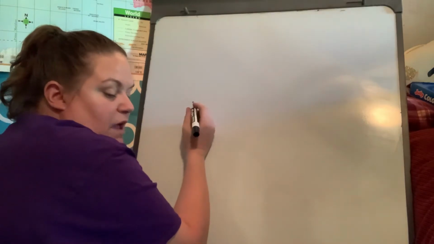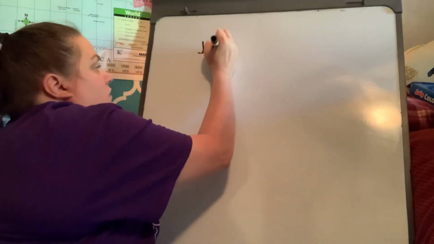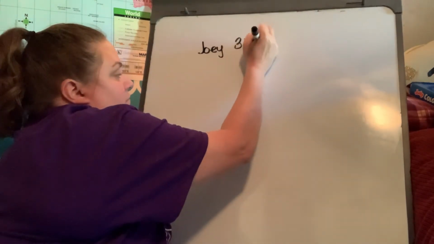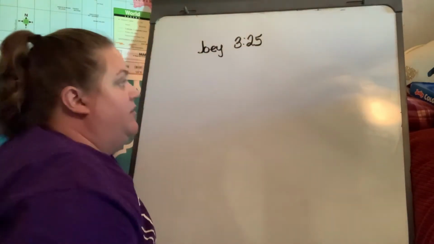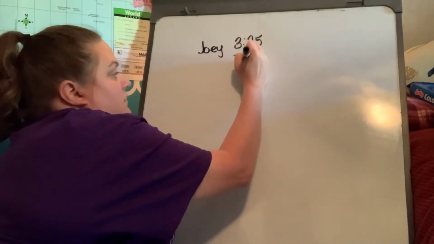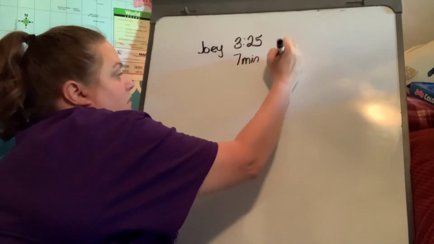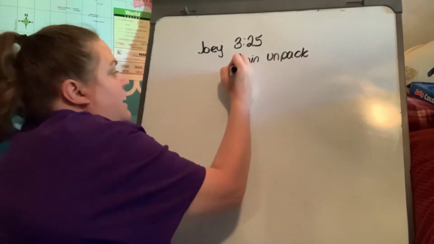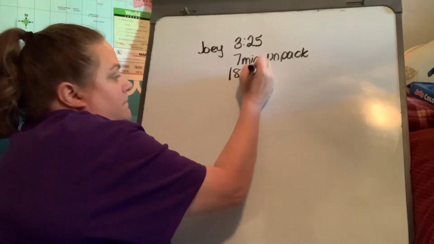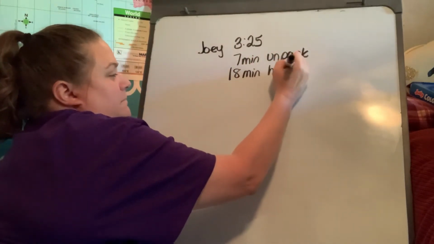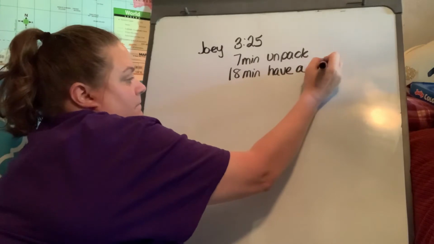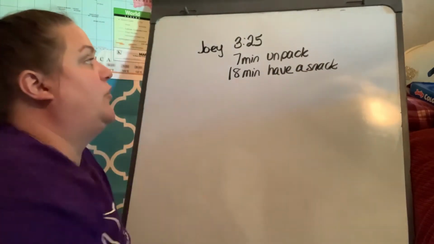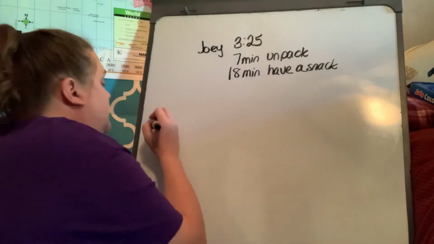Joey gets home at 3:25. It takes him 7 minutes to unpack, and 18 minutes to have a snack. So what's the earliest Joey can start his homework? So we're going to start with our number line.